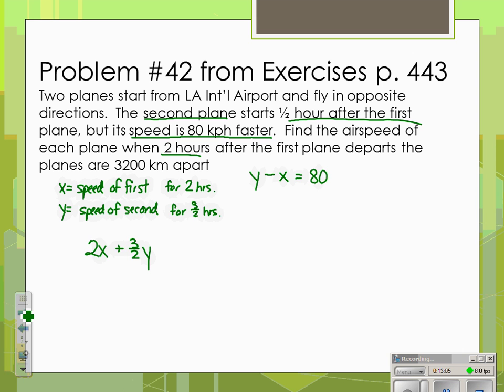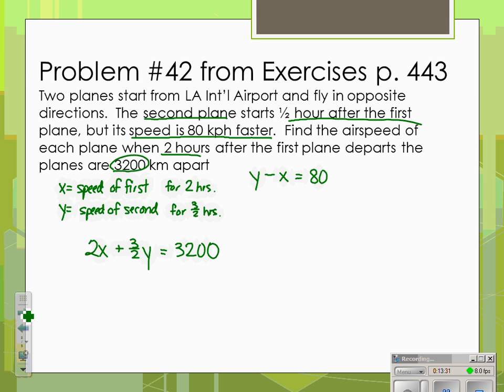And the problem tells us they eventually got to be 3,200 kilometers apart. So if you took their speed times time and added them together, you'd have that total distance. Okay, distance is equal to rate times time. And if they got 3,200 kilometers apart, we'd add their two distances together to get that far. All right, so we have our second one.